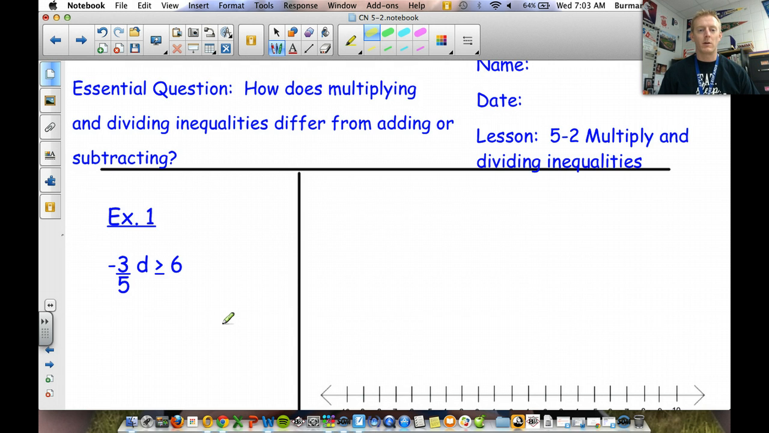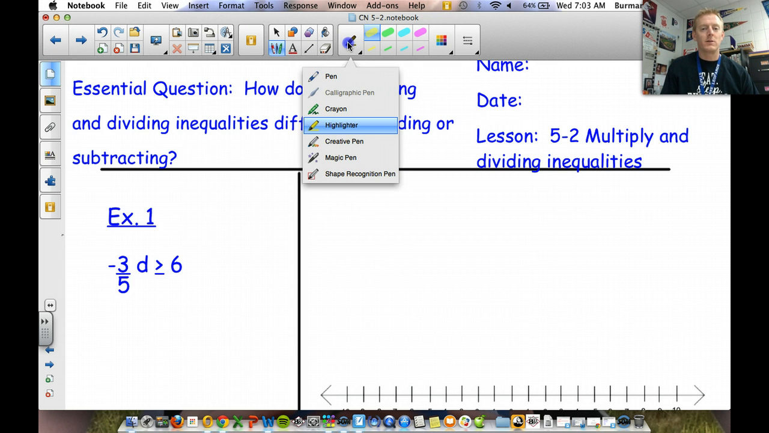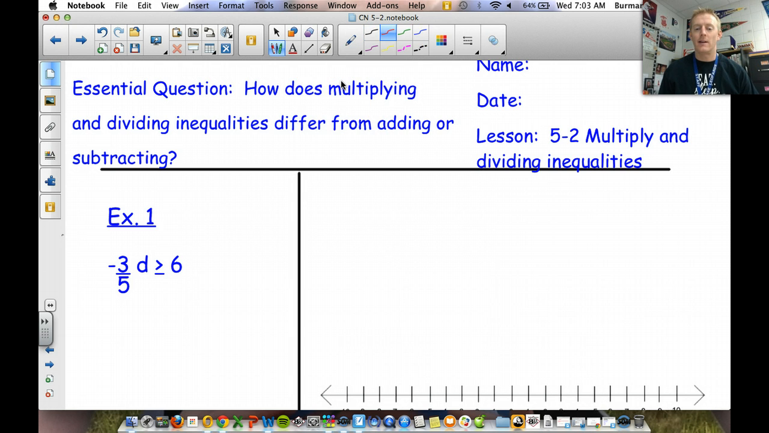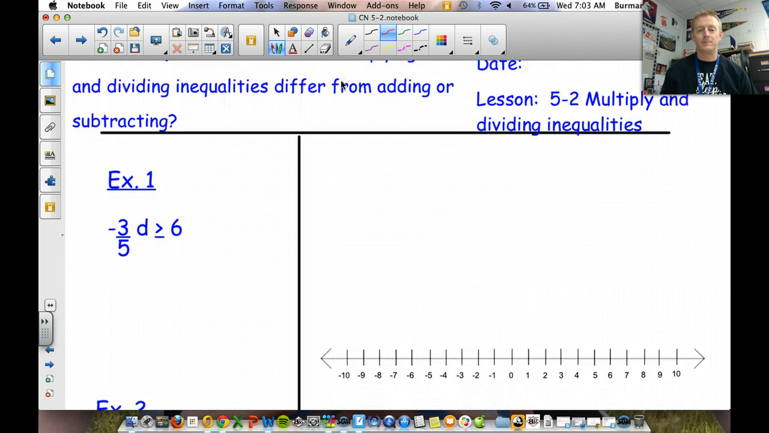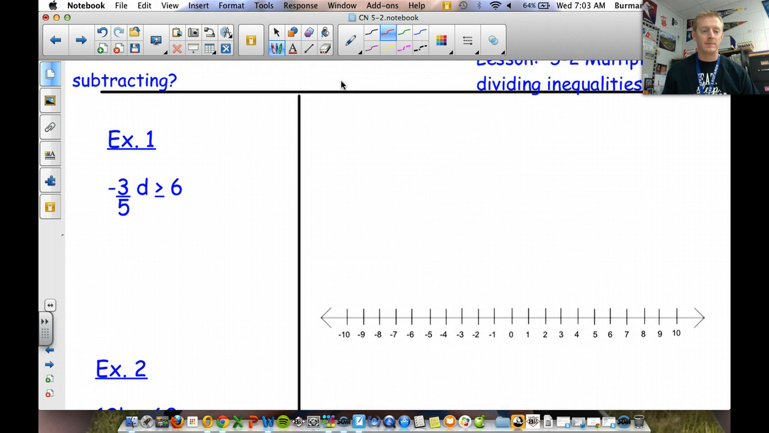So, big important question: how does multiplying and dividing inequalities differ from adding or subtracting? Like yesterday we had adding and subtracting inequalities, and we're now throwing in the multiplying and dividing. So let's get started. Example number 1.